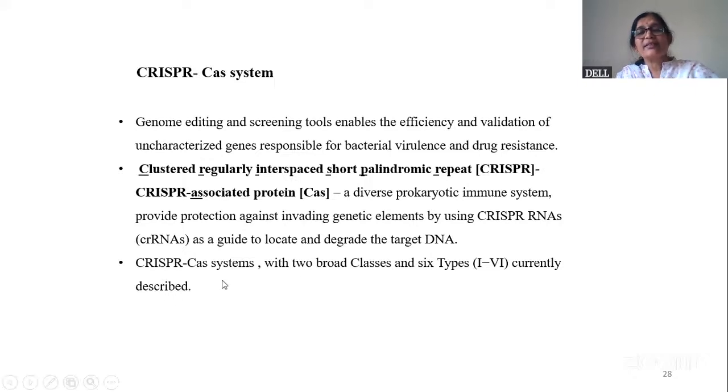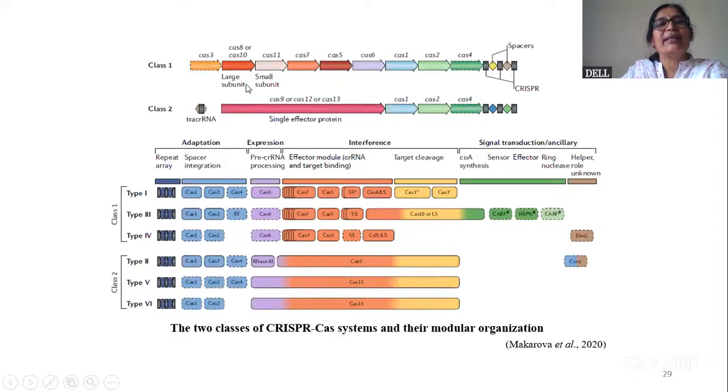So CRISPR-Cas systems are of two broad classes, and there are 6 subtypes, but I will not go into the subtypes, I'll just talk about the 2 broad classes. So please look at the upper panel here. Class 1 has a number of effector proteins. You can see Cas5, Cas6, Cas1, Cas7, etc., Cas8 and Cas3. Whereas class 2 has only a single effector protein, either Cas9 or Cas12 or Cas13. For our experiments, we have used Cas9 as the single effector protein in the following experiments.